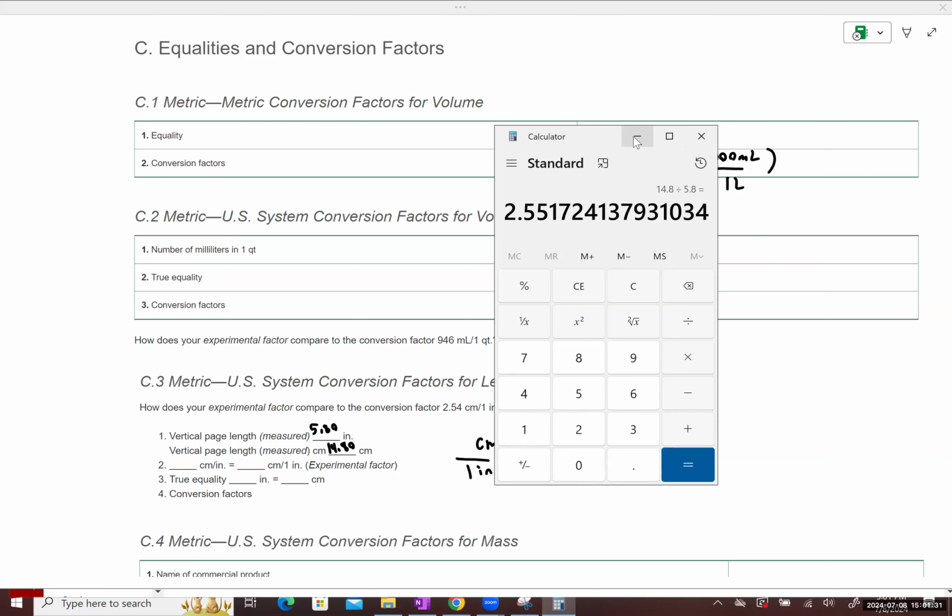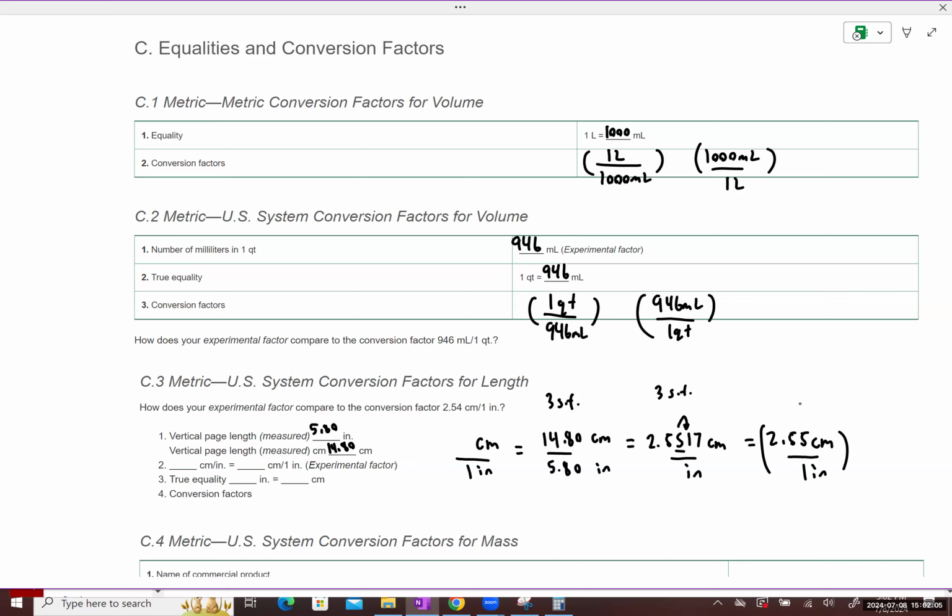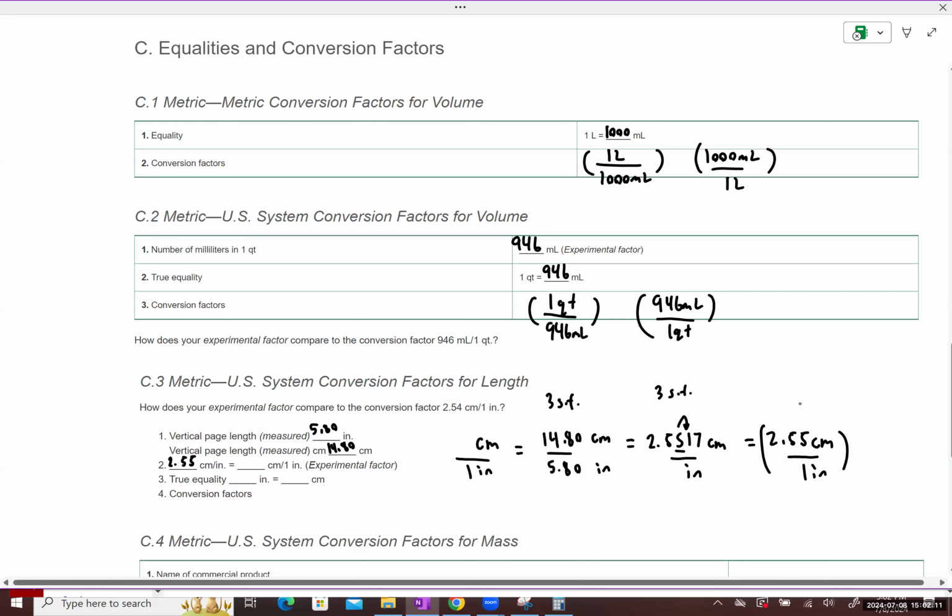That in turn gives us 2.5517 centimeters per inch, which we're going to round to 3 significant digits, which would be 2.55 centimeters per inch. Now, this is pretty good. This is relatively accurate. So we know for our experimental value that there are 2.55 centimeters per inch.